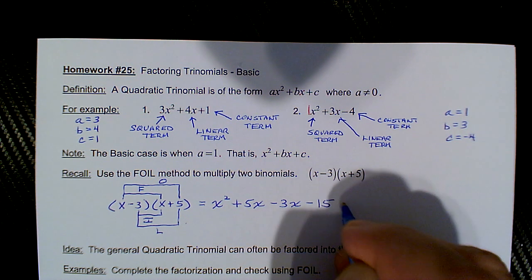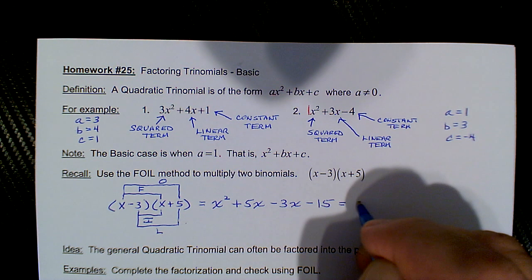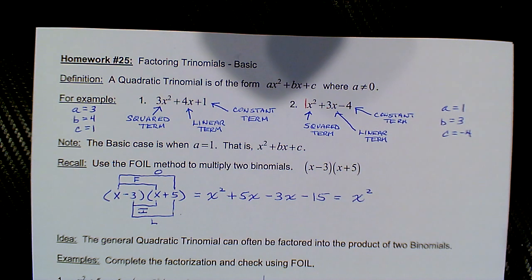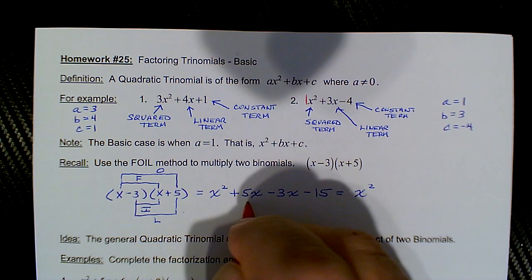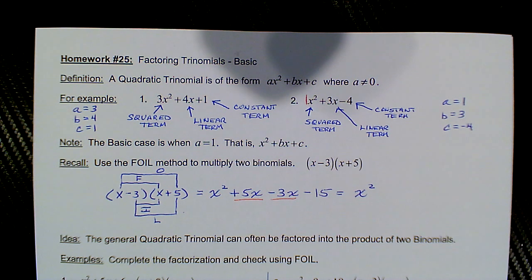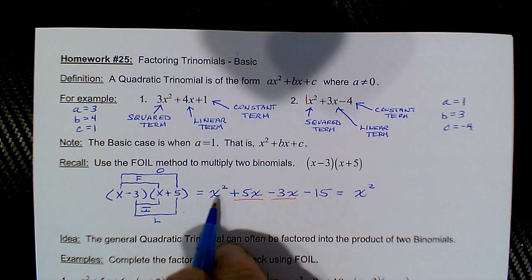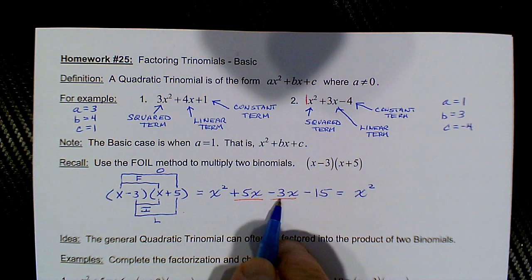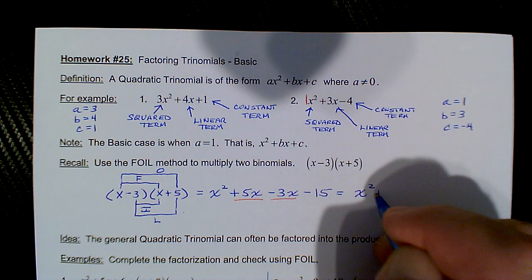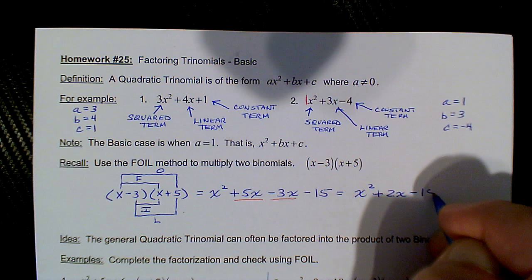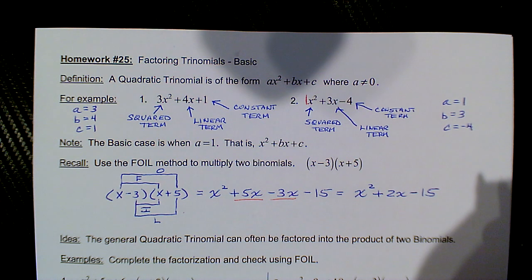But then notice, as we have seen in the past, that the outer and the inner terms, that is, in this case, the 5x and the negative 3x, can be combined. There's no other x squared, so we rewrite that. And combining the 5x and the negative 3x, we get 2x, so plus 2x. There's no other constant term, so we just recopy the negative 15.